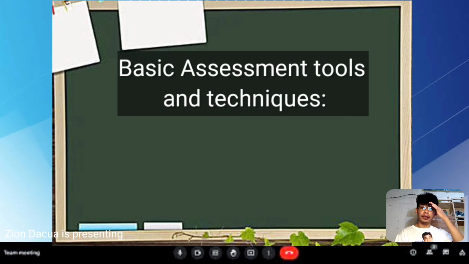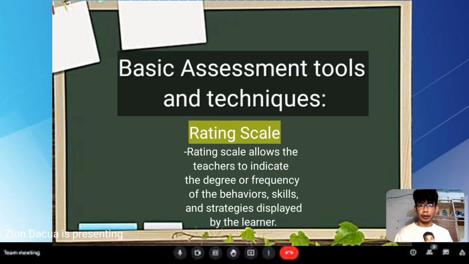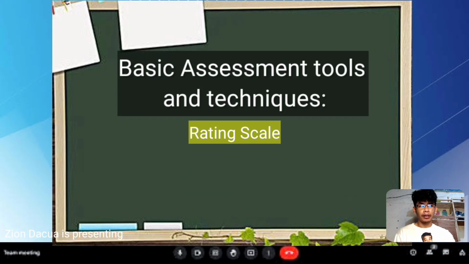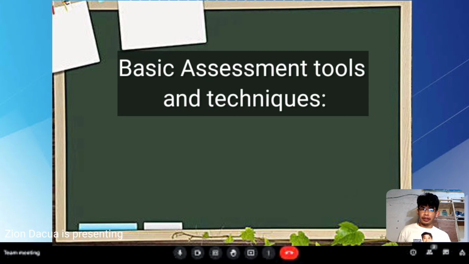The last one is the rating scale. It allows the teacher to indicate the degree or frequency of behaviors and strategies displayed by the learner. It is like a dimmer switch that provides for a range of performance levels. It also gives the students information. In a rating scale, the descriptive word is more important than the related numbers. The more precise the words for each scale point, the more reliable the tool.